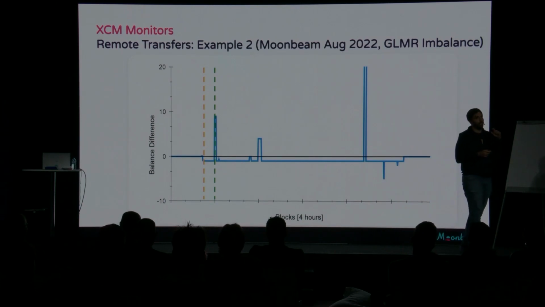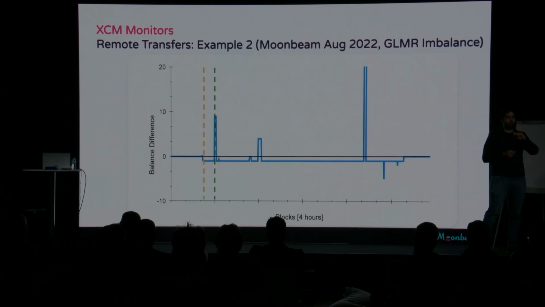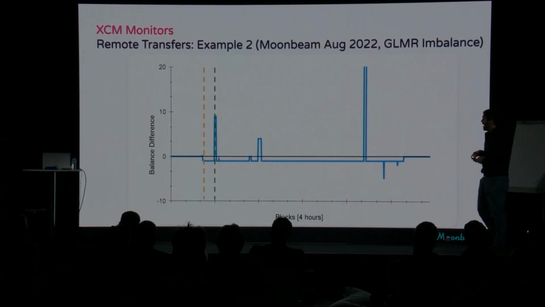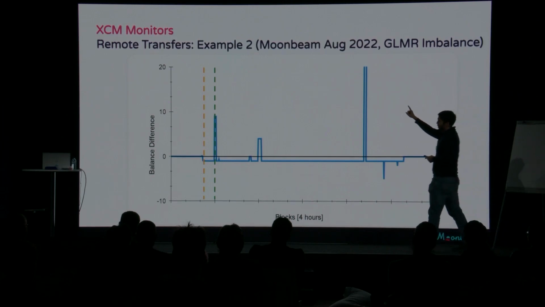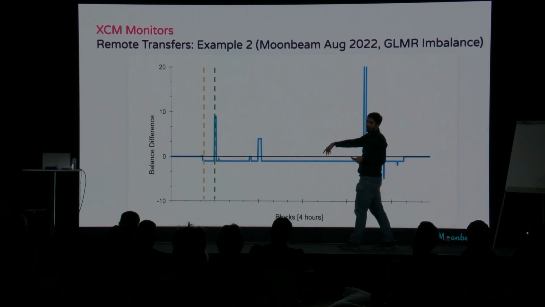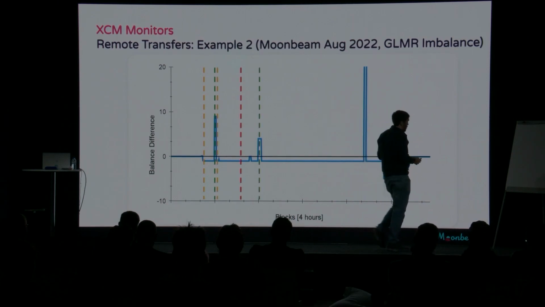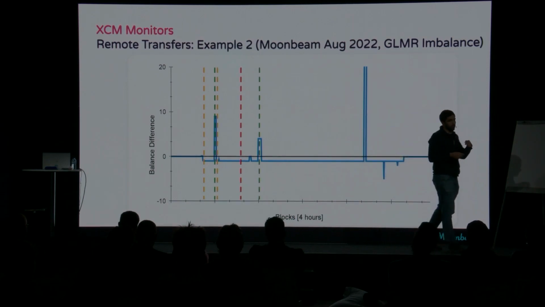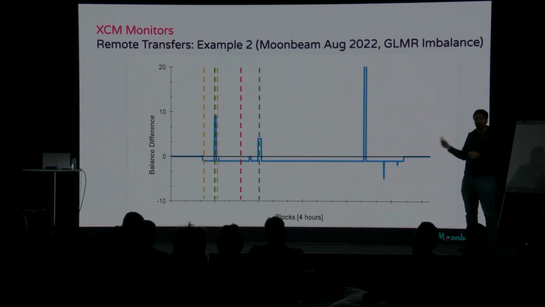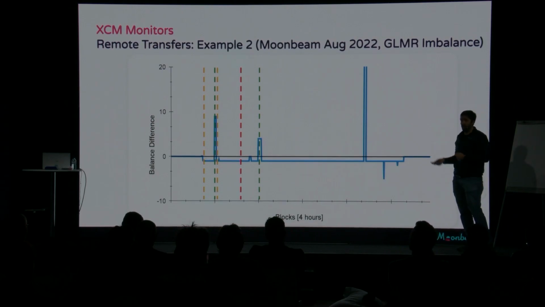Another case happened in August 2022 with Glimmer, with a Glimmer imbalance, meaning that the sovereign account on Moonbeam was holding less Glimmers than the total Glimmers that were minted in that specific chain. Once again, there was actually a trigger condition that got automatically resolved, and so we didn't hear anything. But immediately after that, there was a trigger condition that resulted in an alert. We notified the team right away, and they were able to quickly solve it.